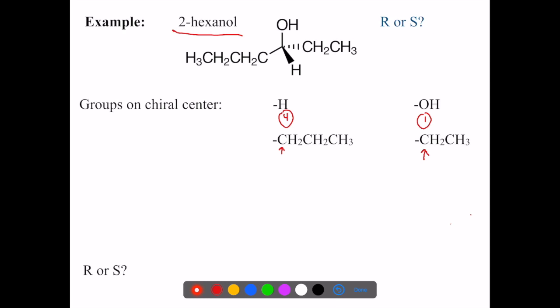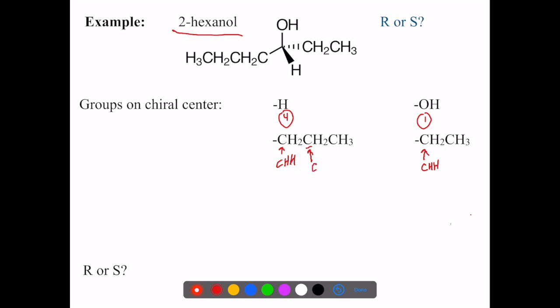So what does this carbon on the left have on it? The first has a hydrogen over here, or I'm sorry, a carbon over here. So it has a carbon and then 2 hydrogens on it. This one has a carbon and 2 hydrogens. Well, that's a tie. So let's go to the next one. What does this have on it?